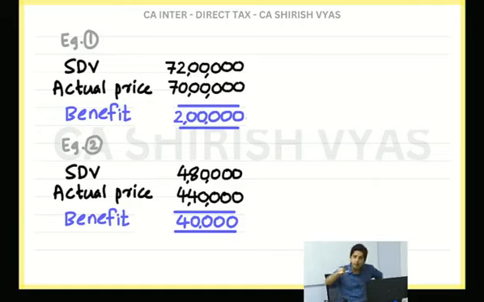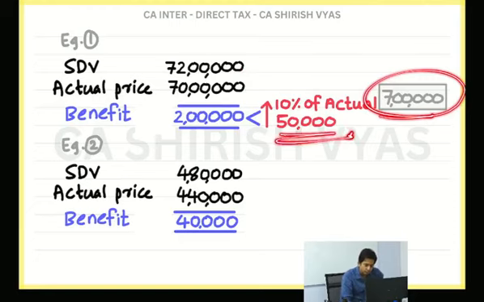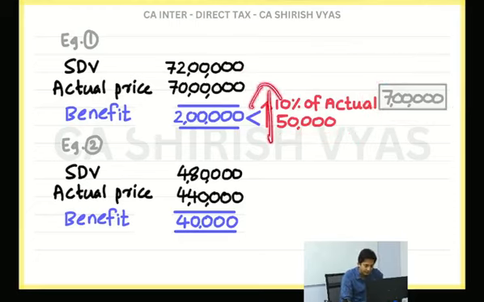Down the line you will remember 10%. But suddenly in exam you will black out. Oh, 10% was of what? So 10% of actual price. What is the actual price? 70 lakhs. Calculate 10%. That comes to 7 lakhs. Compare with 50,000. Whichever is high. See, this arrow means whichever is high. So 7 lakhs is high. See, I have put it in a box.